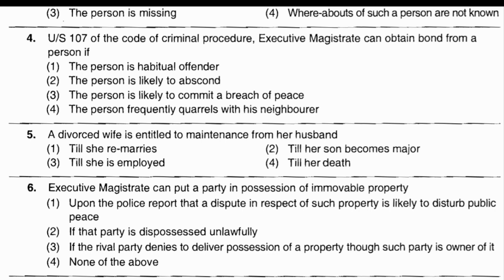Now question number 6. Executive magistrate can put a party in possession of immovable property. Option number 1, upon a police report that a dispute in respect of such property is likely to disturb public peace. Option number 2, if that party is dispossessed unlawfully. Option number 3, if the rival party denies to deliver possession of the property though such party is owner of it. And option number 4, none of the above. And the correct answer is option number 1, upon a police report that the dispute in respect of such property is likely to disturb public peace.